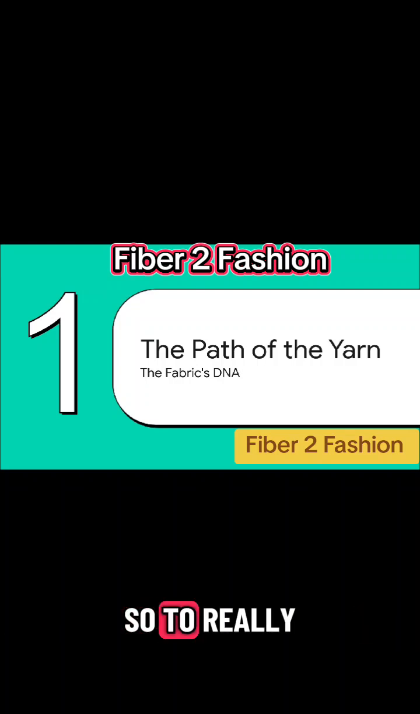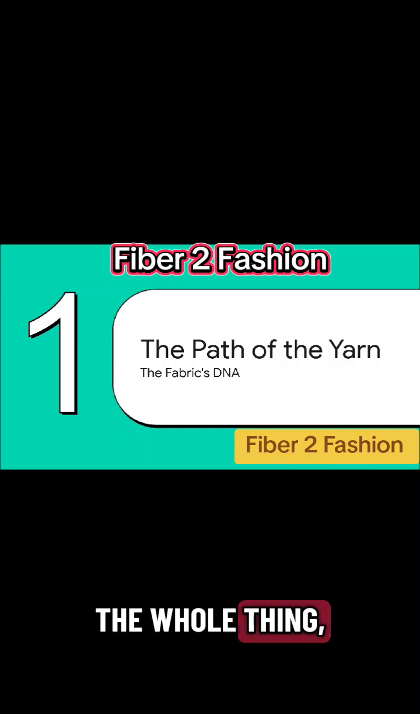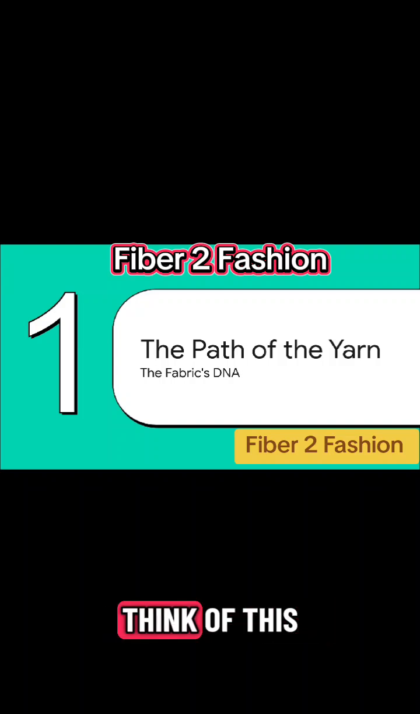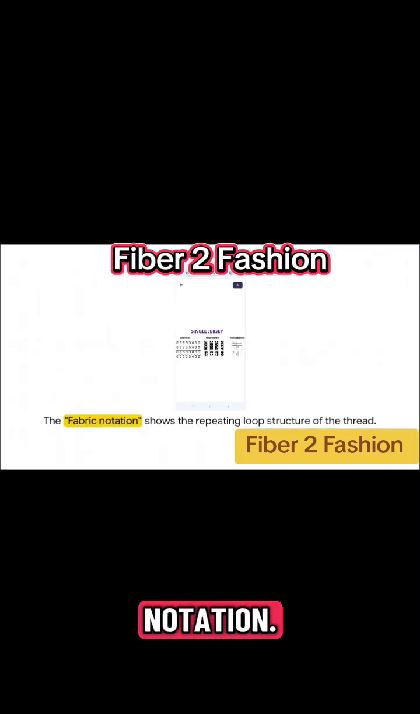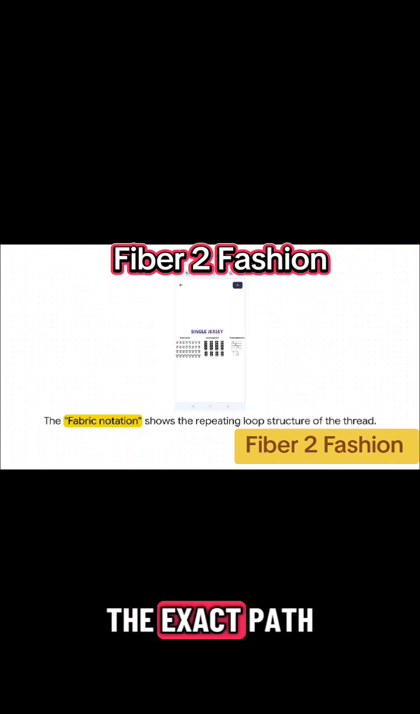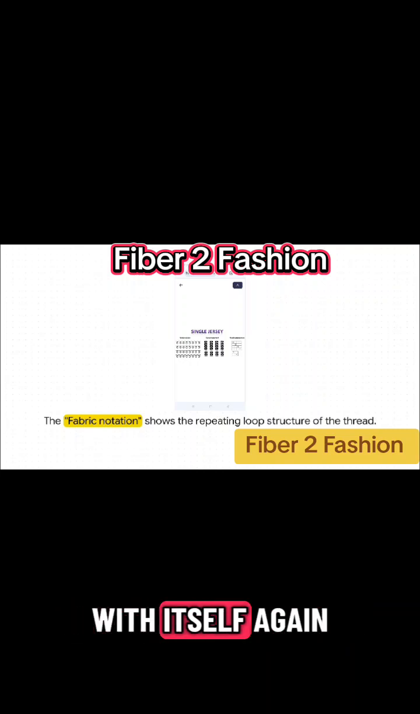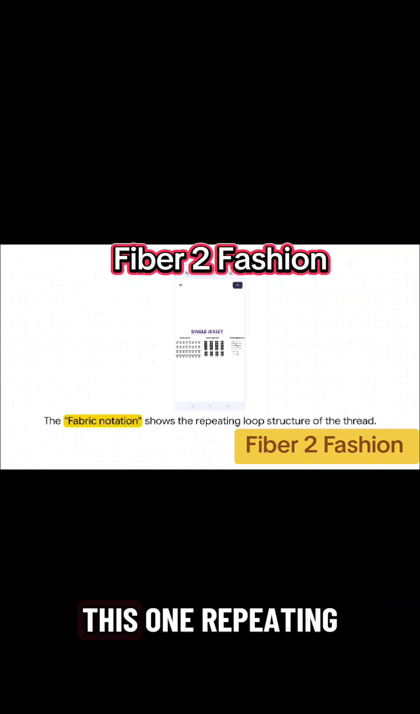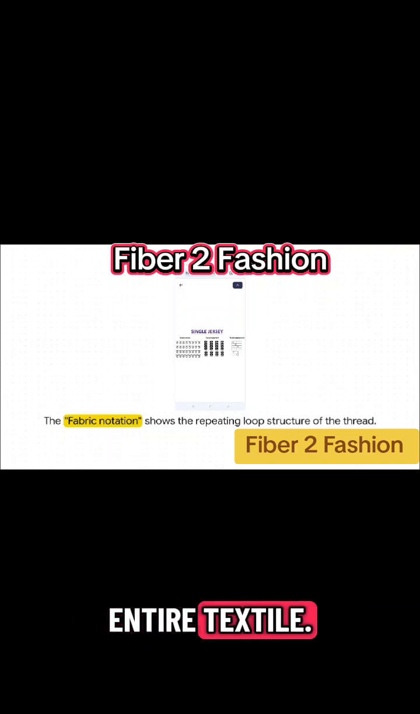All right, so to really get this, we've got to start at the very beginning, with the most fundamental part of the whole thing, the pattern. Just think of this first piece of the puzzle as the fabric's DNA. See this section over on the left? That's the fabric notation. This is our DNA. It's literally a drawing of the exact path a single yarn takes. See how it loops and interlocks with itself again and again and again? This one repeating motion, that's the absolute heart of the entire textile.